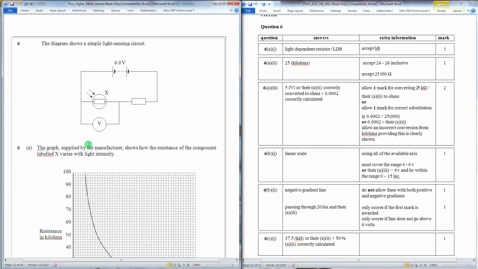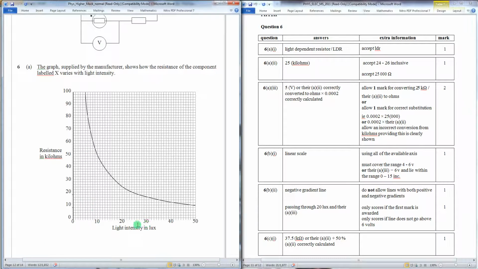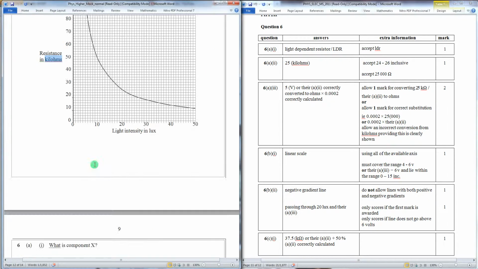And it shows you the graph of light intensity versus resistance. This unit of lux here you're not expected to know. That is just a unit of light intensity. But very important to note that this graph is resistance in kilo ohms, so that is thousands of ohms. That's going to cause you problems if you don't notice it later on.